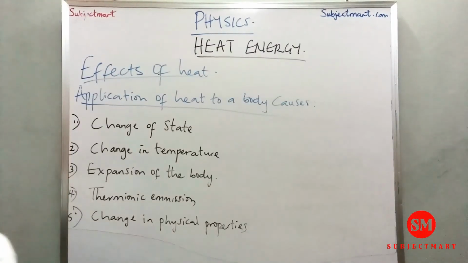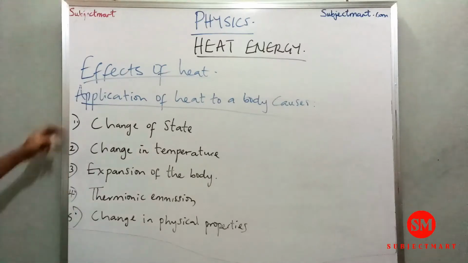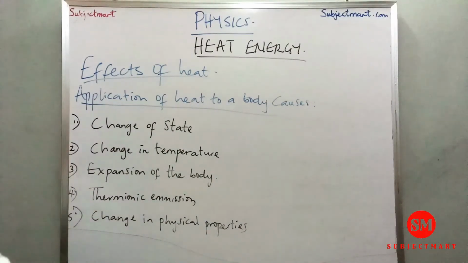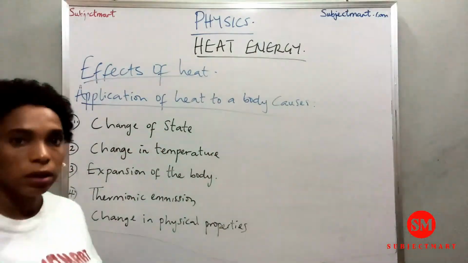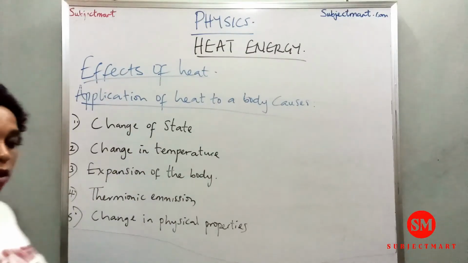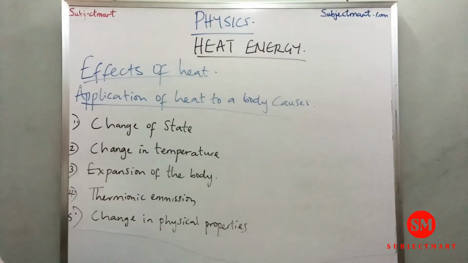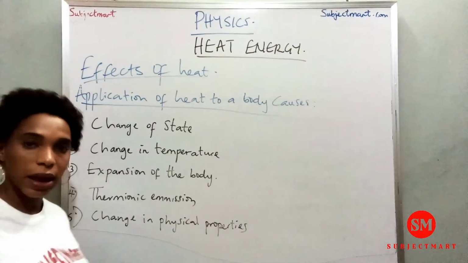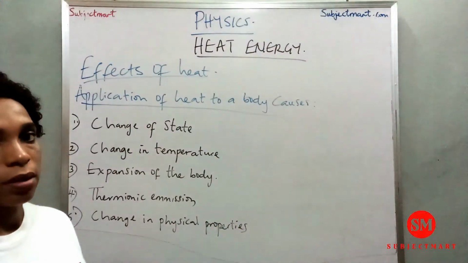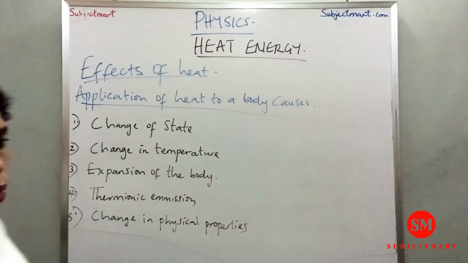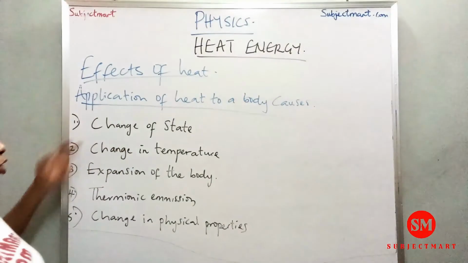Our third objective for today's lesson is the effects of heat. And here are some of the effects of heat on a body. So application of heat to a body can cause the following. The first one, it can bring about change of states. A good example of that is ice block. When heat is applied to ice block, it changes from solid state to liquid state, from block to water. Or when heat is applied to water, it changes to vapor. So it brings about change of state.